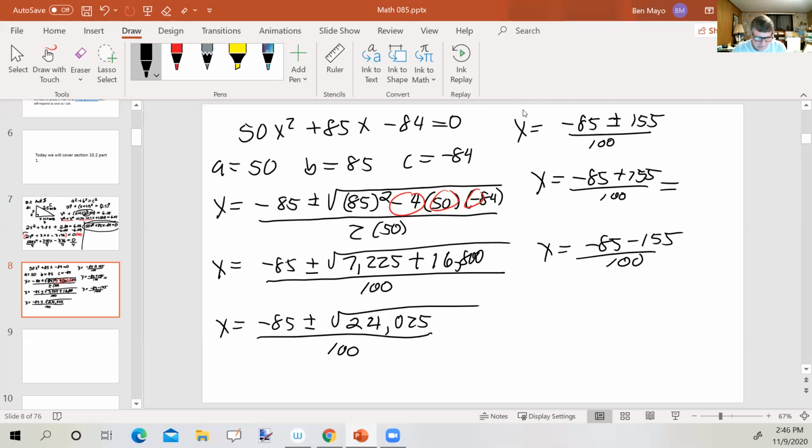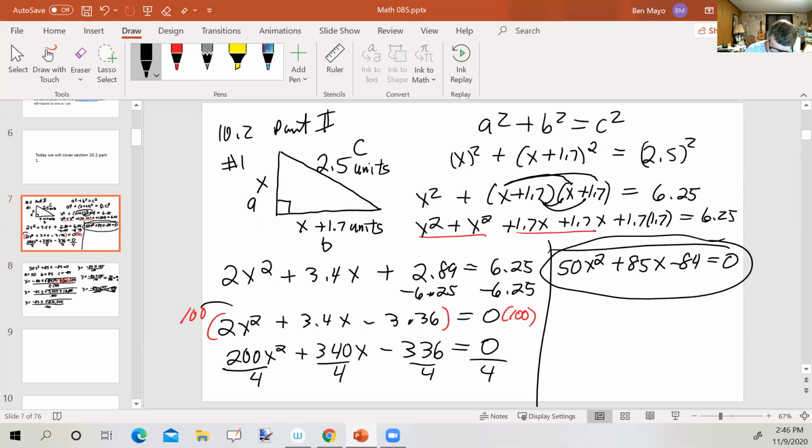Negative 85 plus 155 would be 70 over 100, which would be 0.7 units. Negative 85 minus 155 would be negative 240 over 100. I could take that down to negative 2.4, but we're looking for a distance, so it can't be negative. So that means back up here that this is 0.7 units.